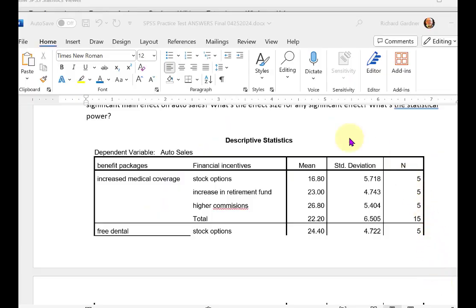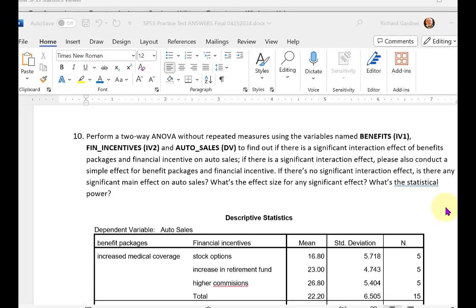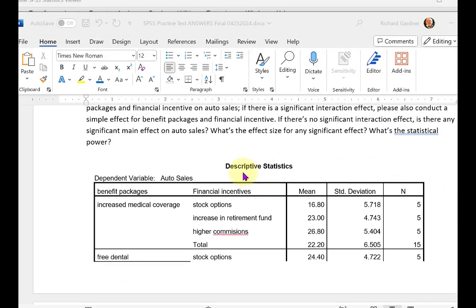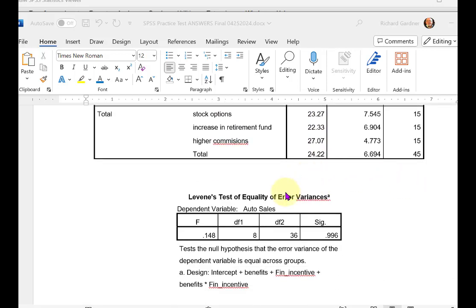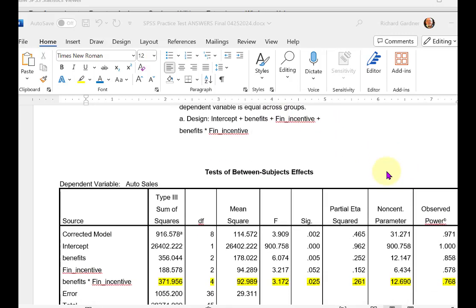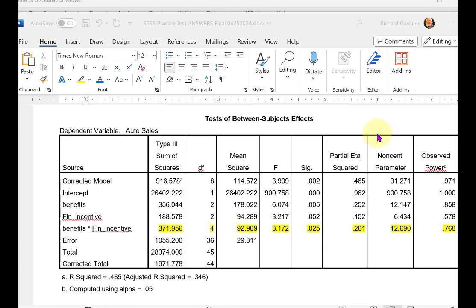And I put the important stuff on the answer sheet for you to make your life easier. So there's the descriptives, the means, the standard deviations, and the sample size for each one. And again, we can see that the means are kind of all over the place. And we already know that it did not violate the assumption of homogeneity of variance.